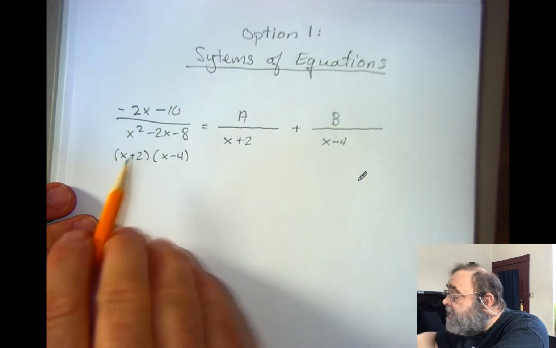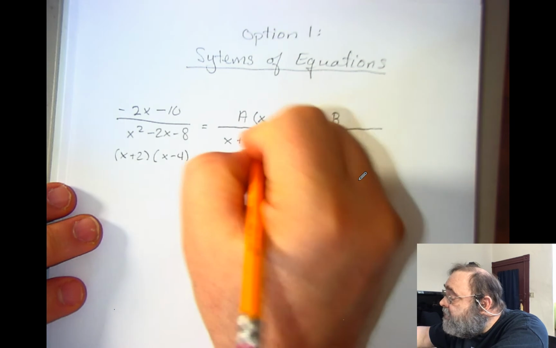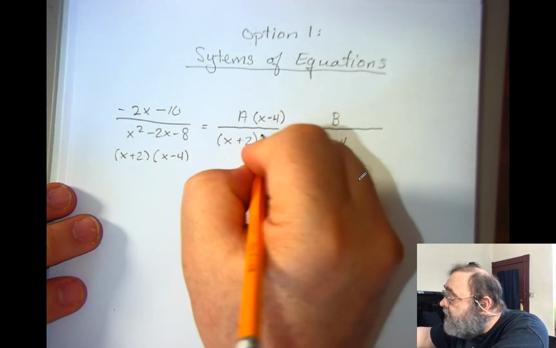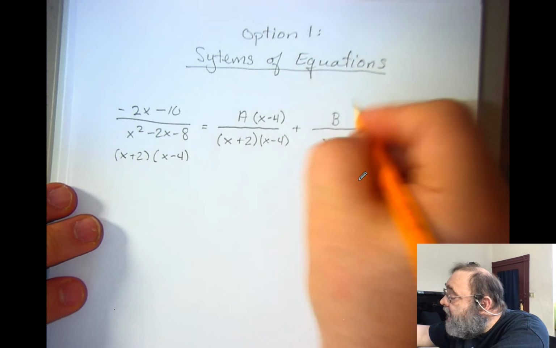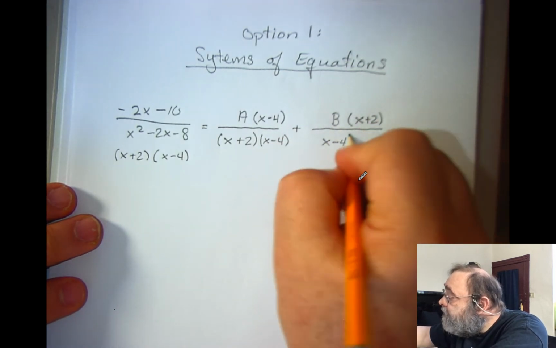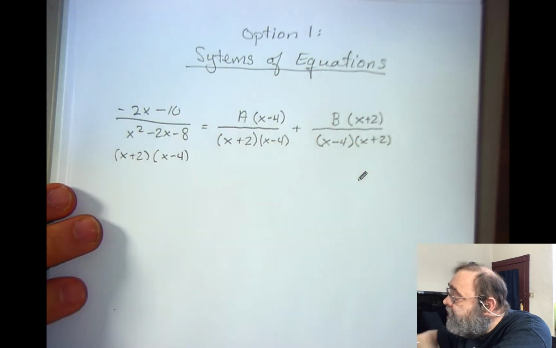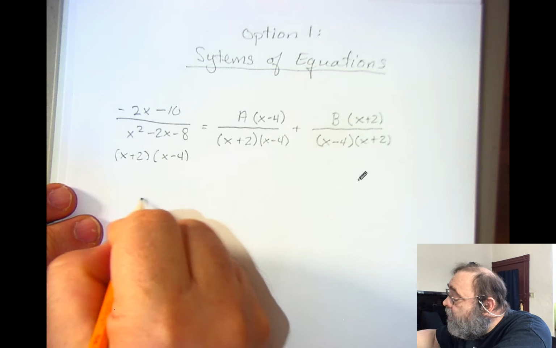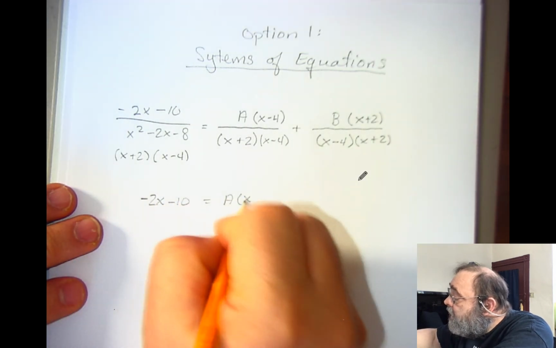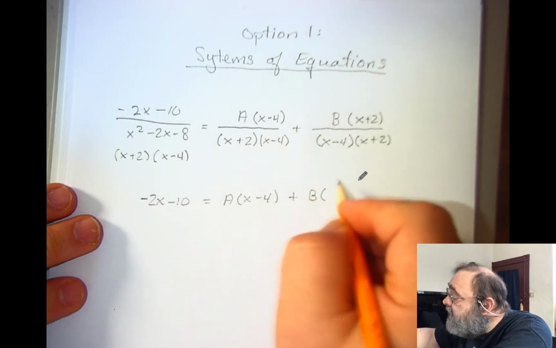Now I'm going to get the common denominator, x plus 2, x minus 4, which means I have to multiply the first fraction by x minus 4, or the denominator of the second, and then I'm going to multiply the second fraction by the denominator in the first. Notice that I will now have the common denominator in all three fractions, and I can now work with just the numerators to continue and proceed.